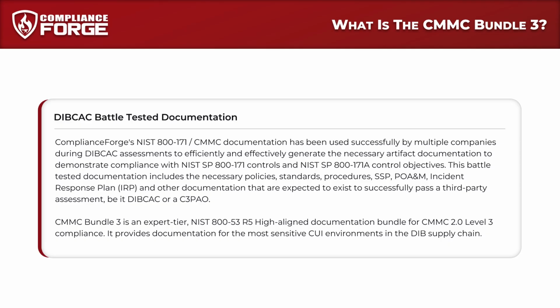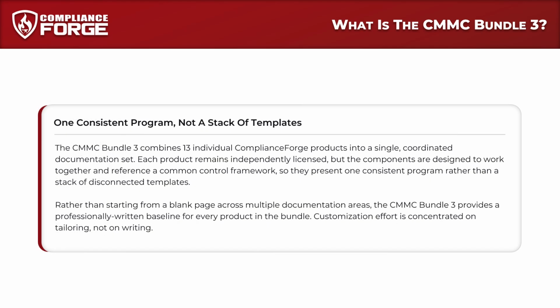This battle-tested documentation includes the necessary policies, standards, procedures, system security plan, plan of action and milestones, incident response plan, and other documentation expected to exist to successfully pass a third-party assessment, whether that is DIBCAC or a CMMC third-party assessment organization. The bundle combines 13 individual products into a single, coordinated documentation set. Each product remains independently licensed, but the components are designed to work together and reference a common control framework so they present one consistent program rather than a stack of disconnected templates.